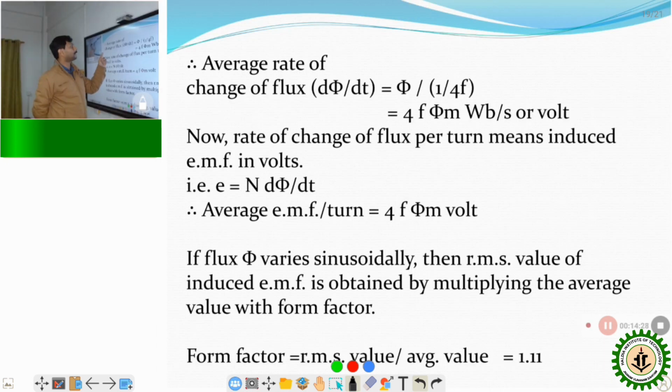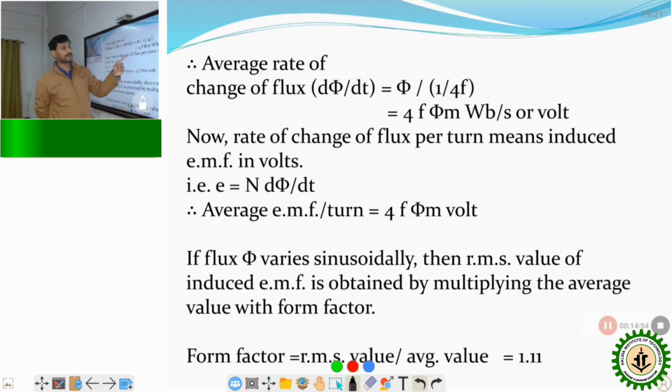So the average value of the change of flux, d phi by dt, is equal to phi m divided by 1/(4f), or 4f phi m Weber per second, or volt. Because the rate of change of flux means voltage, as per Faraday's law of electromagnetic induction, EMF is equal to d phi by dt. So the unit is volt.